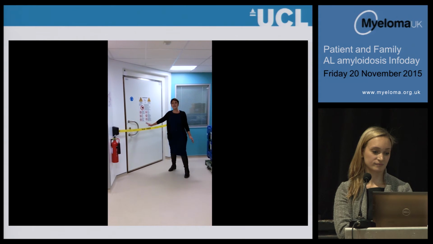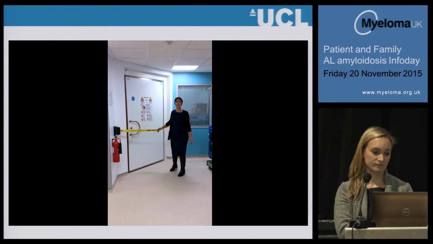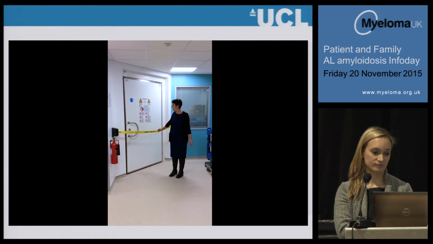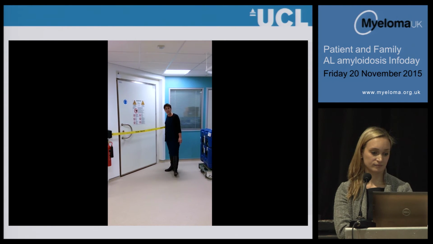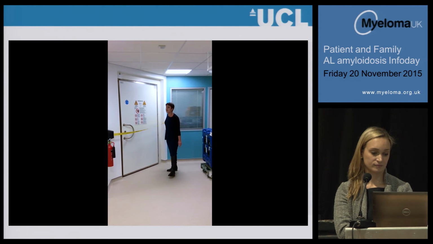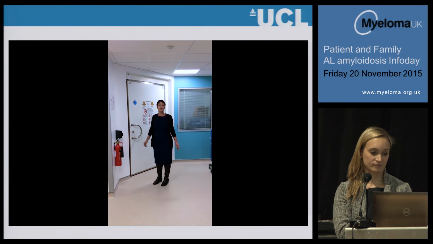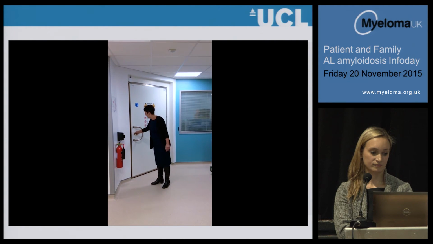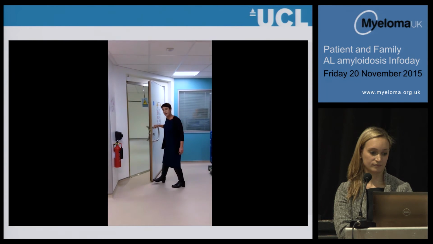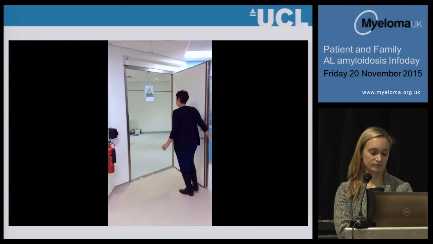No one is allowed into the scanner unless they've been safety checked and made sure that they're safe to go in. The reason for that is that it's a very, very powerful magnet. In fact, it's 30,000 times stronger than the Earth's magnetic field. So we need to make sure that everyone is safe to enter into the scan room. So this is the scanner. It's a beautiful, big, spacious room.